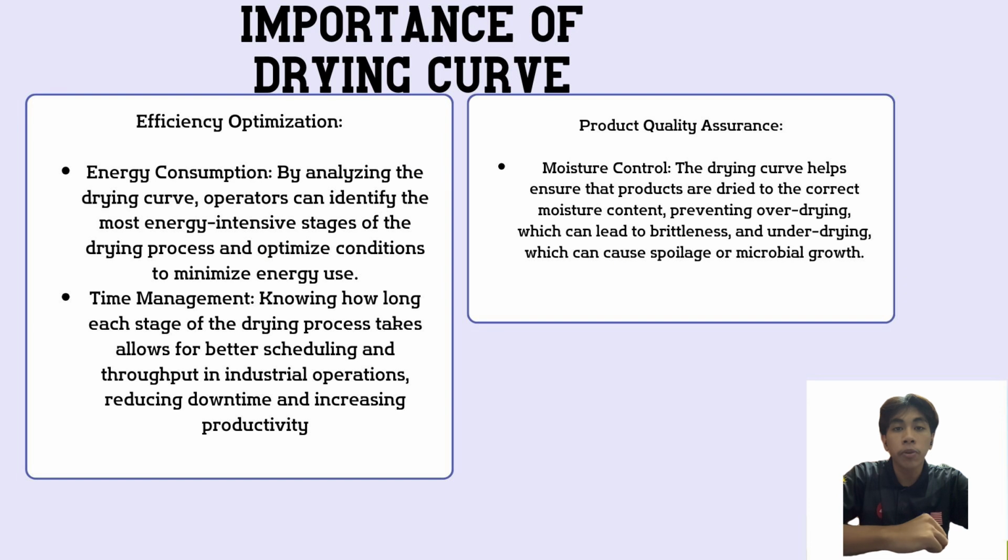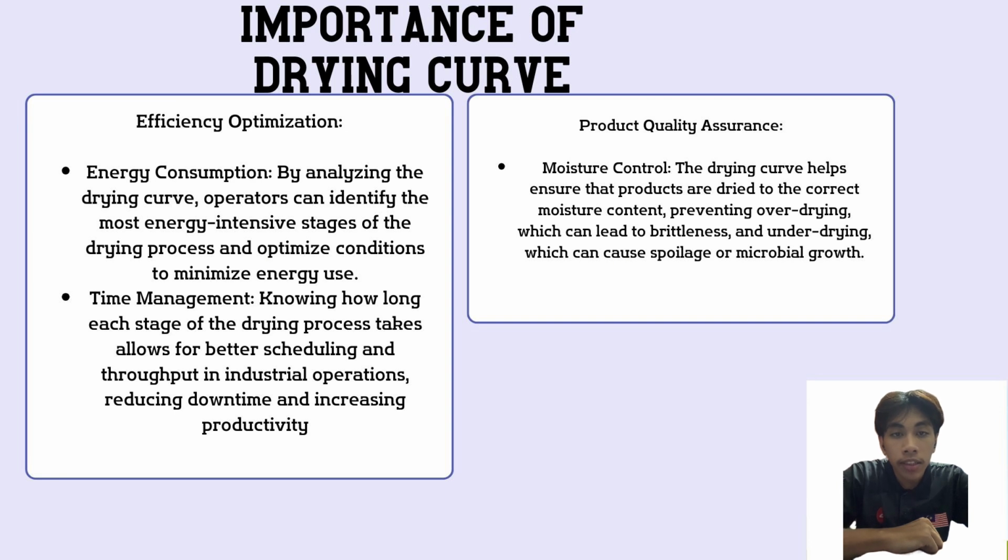Next, for the part on the importance of the drying curve. The first importance is efficiency optimization, for example, energy consumption. By analyzing the drying curve, operators can identify the most energy-intensive stage of the drying process and optimize conditions to minimize energy use. Next example is time management.